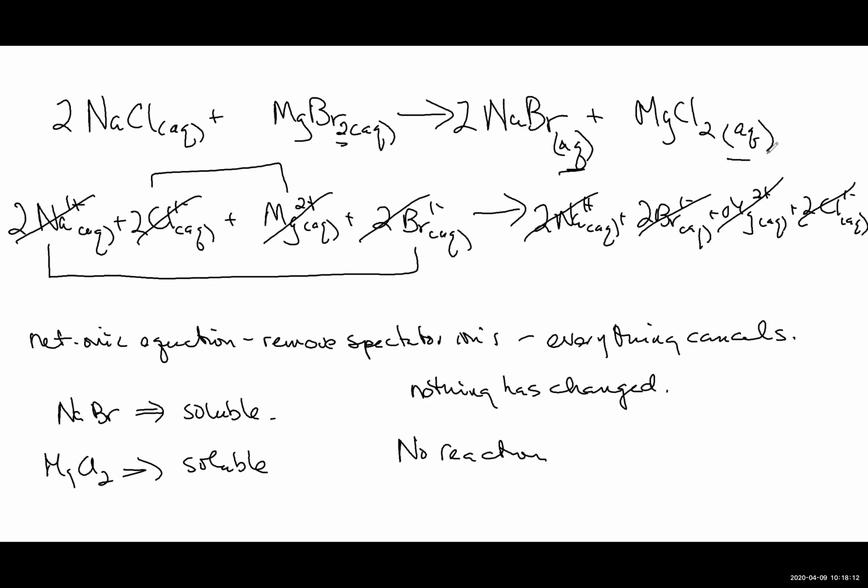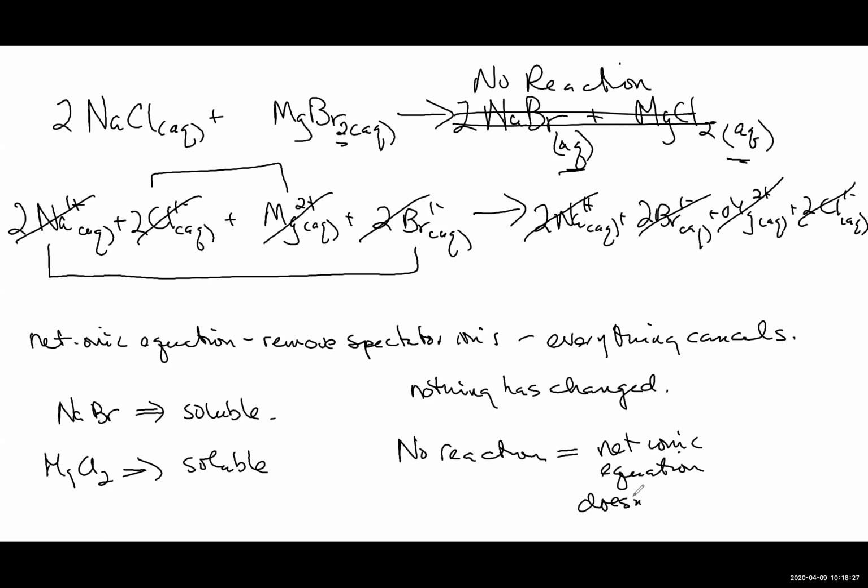So if this is aqueous and this is aqueous, this is all really wrong. And what I want to say is mixing these together will give me no reaction because the net ionic equation doesn't exist. Everything is canceled out. There is no net ionic equation. So there are some mixed in with the problems that you're going to find this, that there are no products.